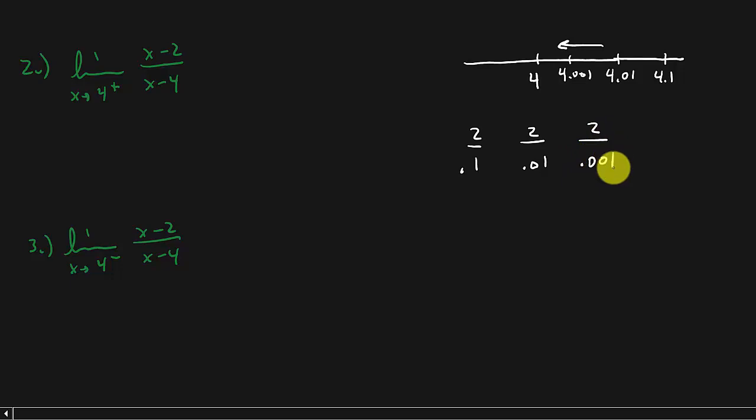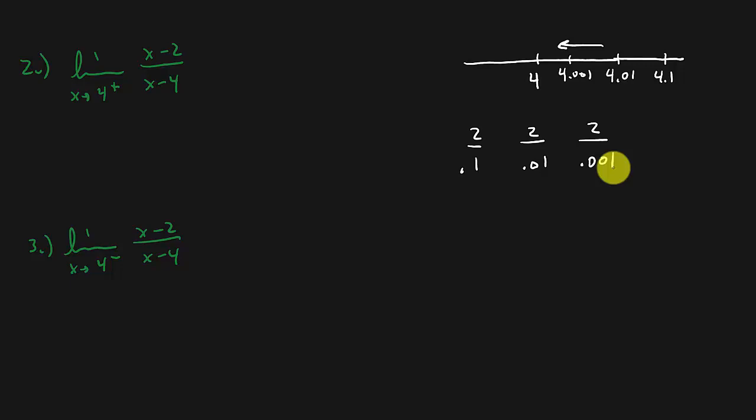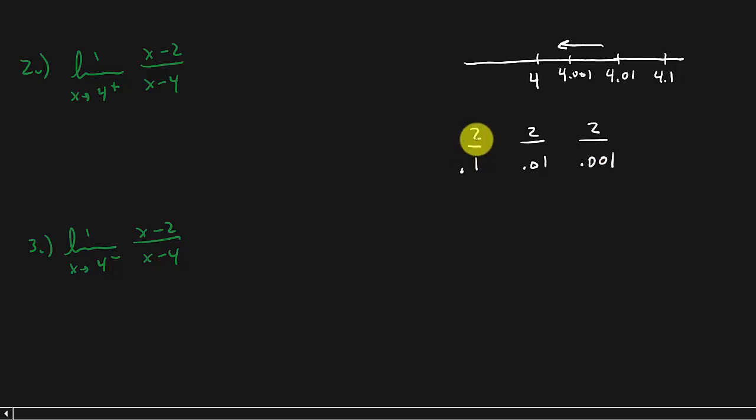Okay? All right. So this right here is the point that I'm trying to make. So what is 2 over 0.1? That's 20. 2 over 0.01 is 200, and 2 over 0.001 is 2,000. Now, what do you think would happen if I did 4.0001? Well, we would have 2 over 0.0001, which would be 20,000, and so on. So can you see what this is doing?